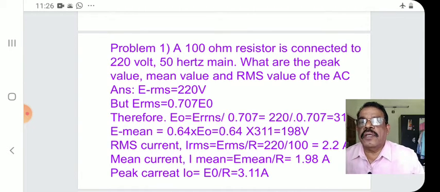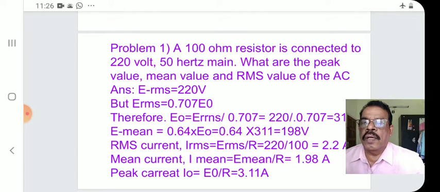Answer: ERMS. ERMS can be written as E bar or EV. There are various symbols. It can be written as ERMS like this, or E bar, with a bar sign over the top of E, or EV, with V as suffix. So here, ERMS equals 0.707 E0, that we know.